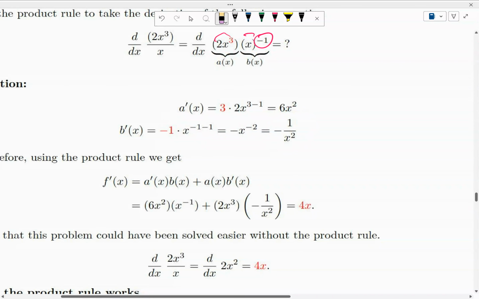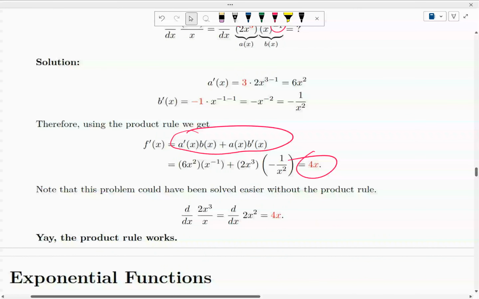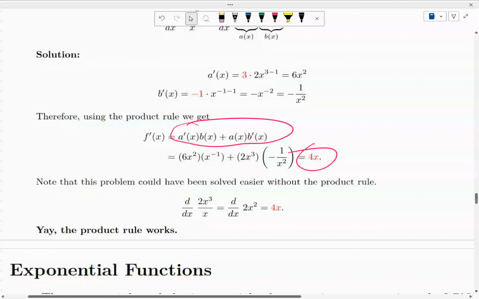So what was the product rule? Well, the product rule is a prime times b, plus a times b prime. We plug all these in individually, and the result is 4x. So hopefully you were able to get this. Okay.